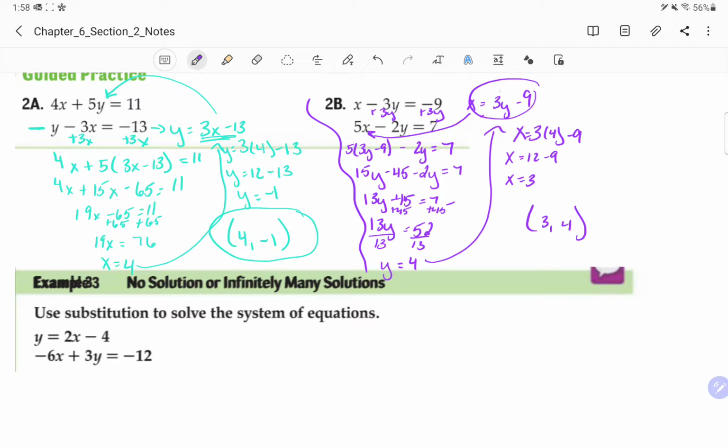So then you take your 4 and you plug it in over here to solve for x. So 3 times 4 minus 9 gives you 3. So your x value was 3, your y value was 4, and your coordinate pair is the pair 3, 4. And that's your answer.